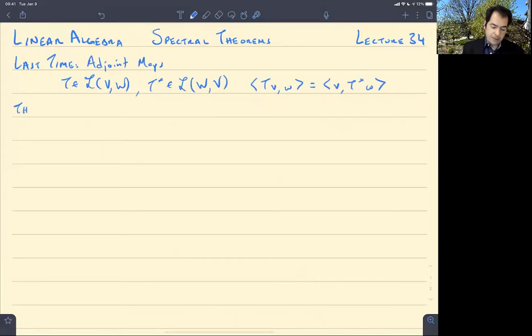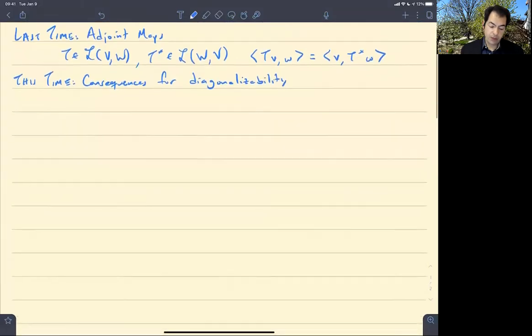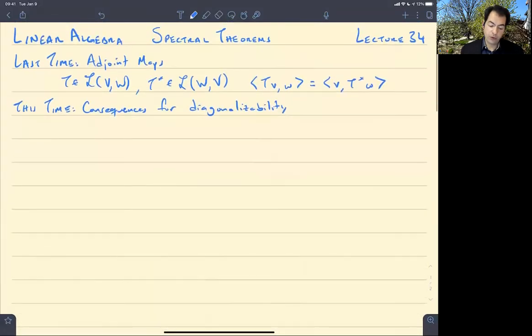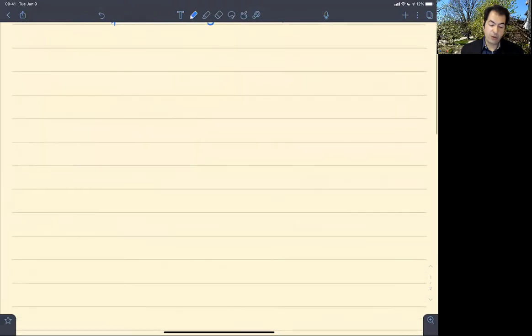So this time, what we want to see are consequences for diagonalizability. Let me remind you about more things we saw last time, but now having to do with eigenvalues.